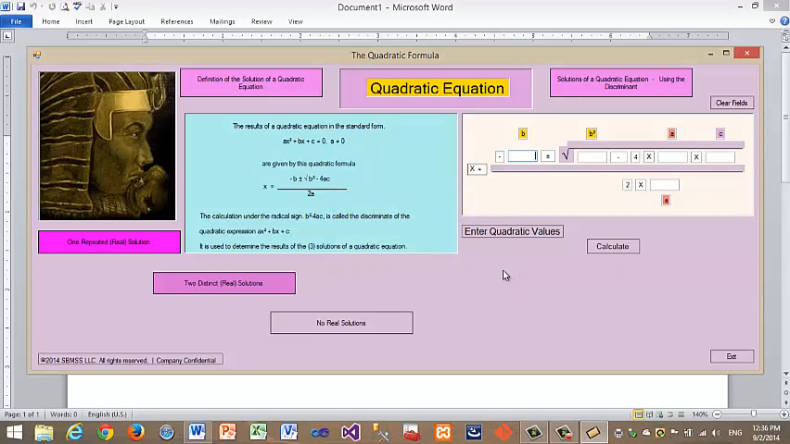Okay, thank you. And this concludes this little software to describe and to calculate the quadratic equation based on the values you input, and to use the discriminant to find the various solutions to a quadratic equation or quadratic formula.